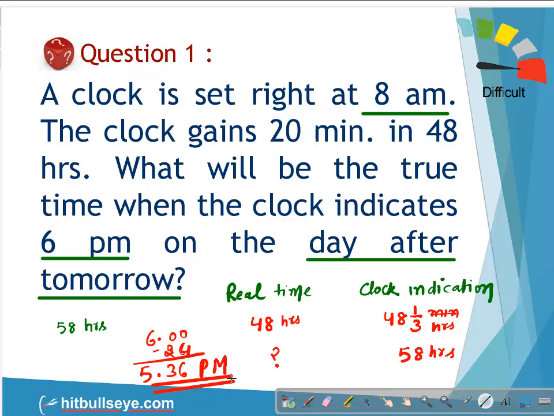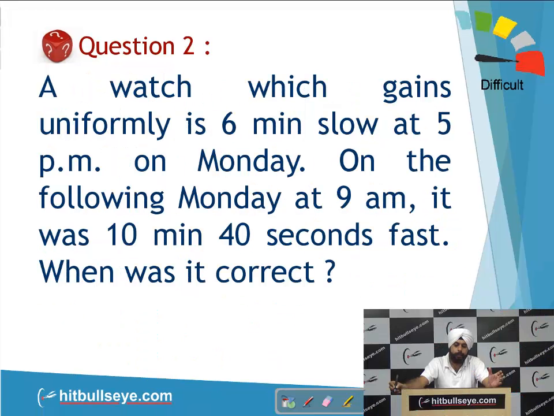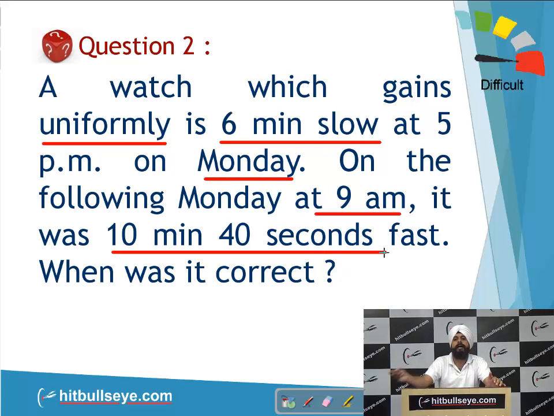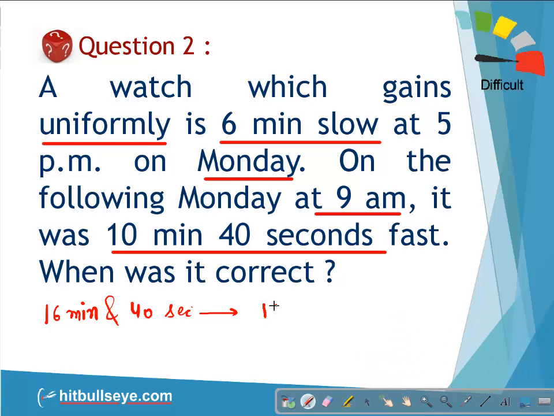Right students, just have a look at one more question. It says there's a watch which gains uniformly, is 6 minutes slow on a Monday 5 p.m., and then on the following Monday 9 a.m. it was 10 minutes and 40 seconds fast. So students, from 6 minutes slow to 10 minutes 40 seconds fast means it has gained a total of 16 minutes and 40 seconds, which in total becomes, students, 960 plus 40, that is 1000 seconds.